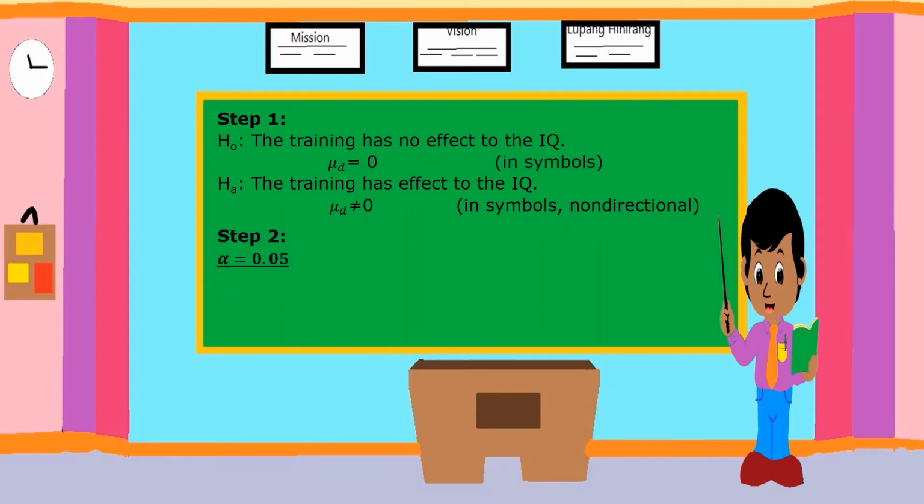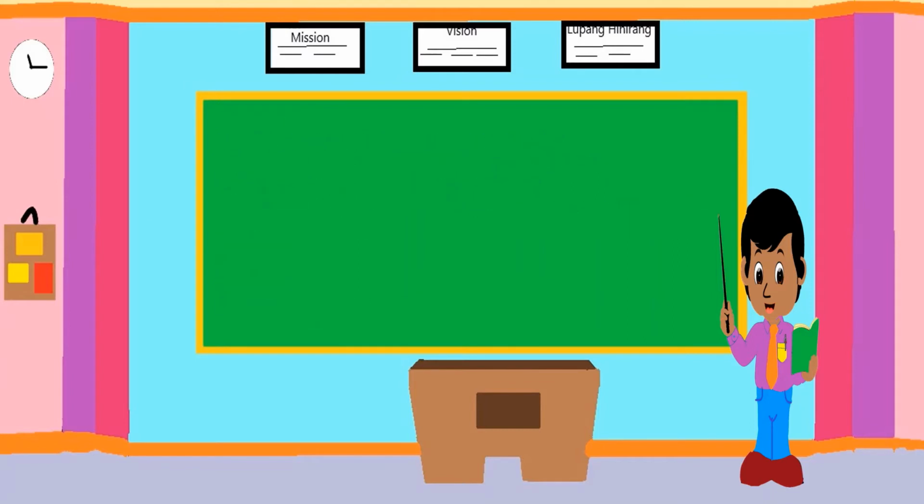Step 2. From the given, our level of significance is 0.05. Step 3, the appropriate test is the t-test for paired sample case. Step 4. For step 4, we need to determine the region of rejection, and we'll use the critical values.